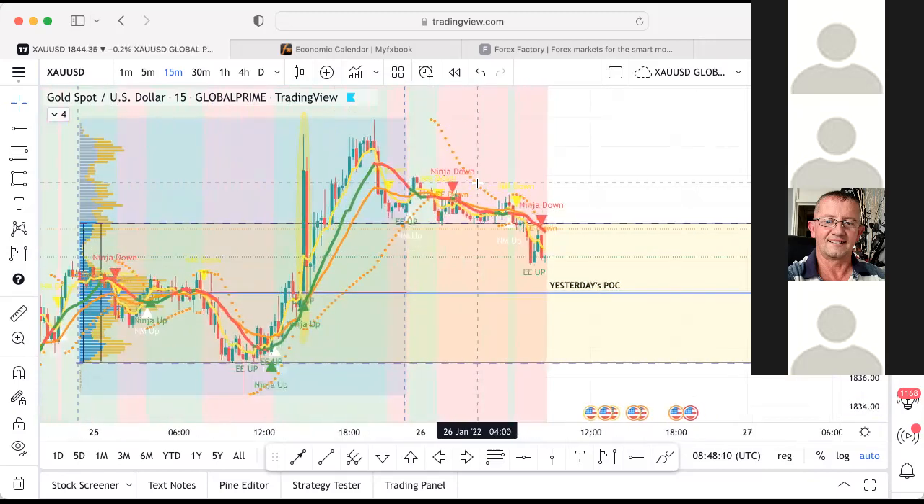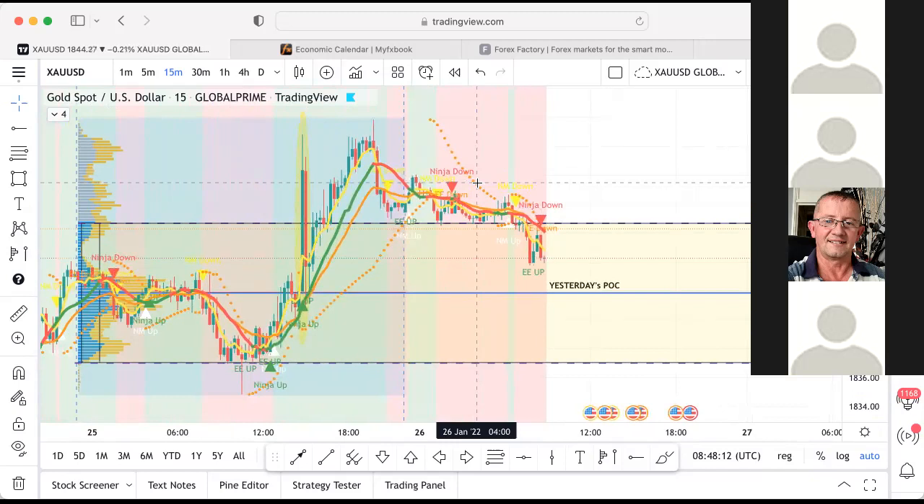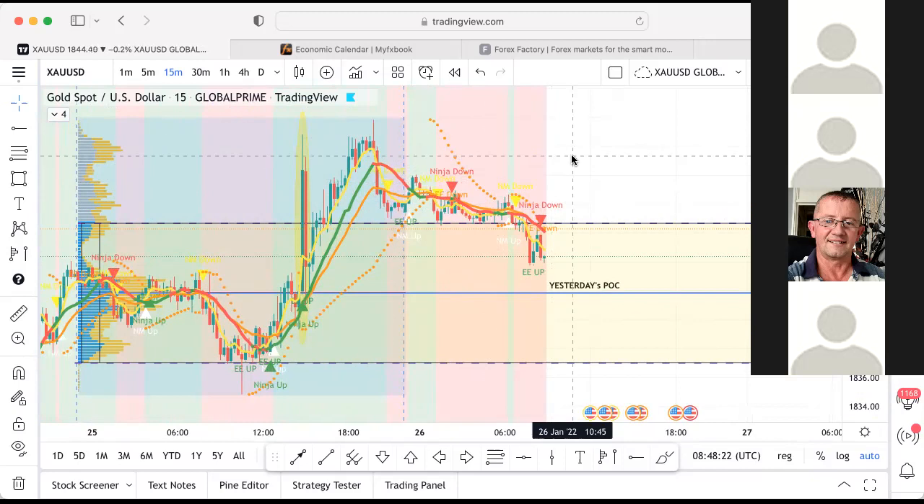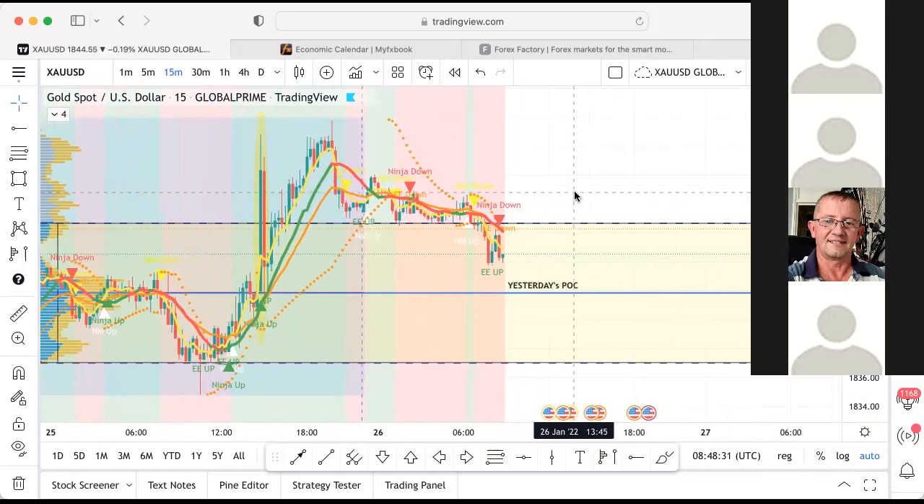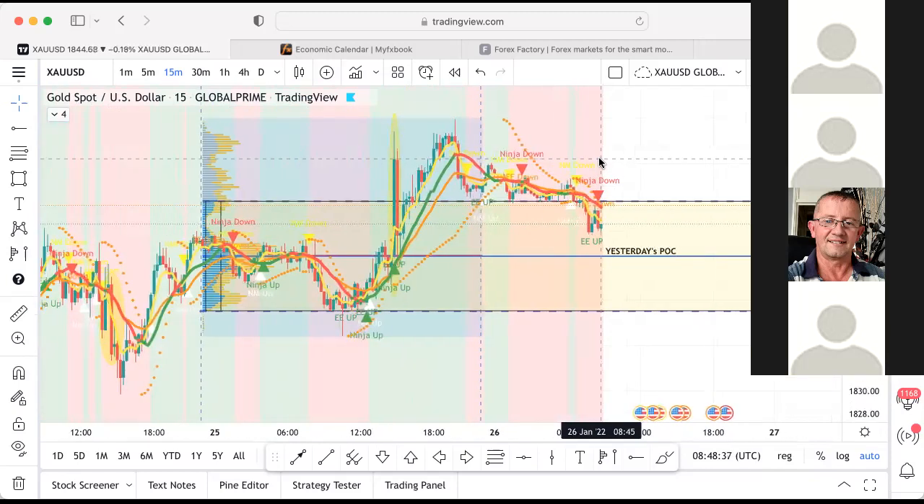So we've set up today's value area, today's point of control, and we just take the trades as and when the opportunity arises. You can see that price is actually starting to go up a little bit now. But I suspect that if we patiently wait, it will come down to the point of control. We'll see. We might see that happen whilst we're on this live.